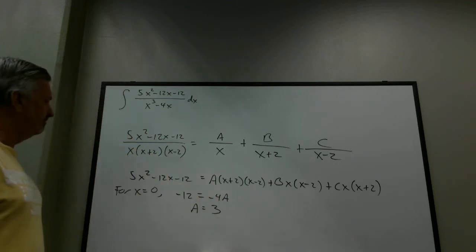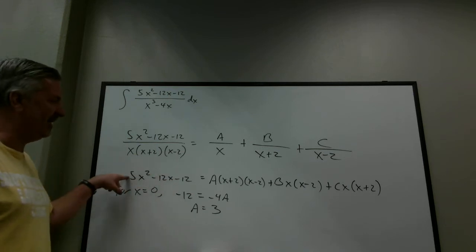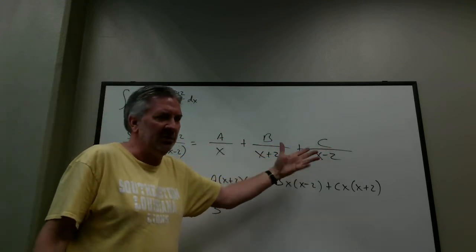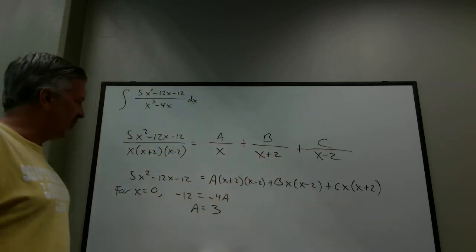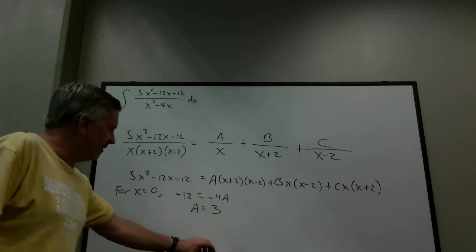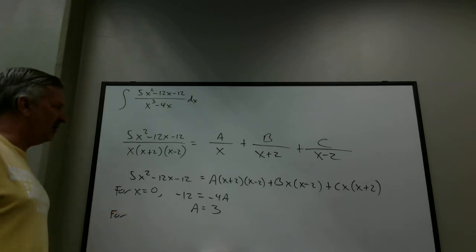Okay? Again, you can pick any number you want to plug in for x, but if I plugged in x equals 17, I would have gotten a number times a, a number times b, a number times c. You couldn't have said a is whatever. So it helps to eliminate. So now I have a is 3. Okay, so let's choose another value for x.